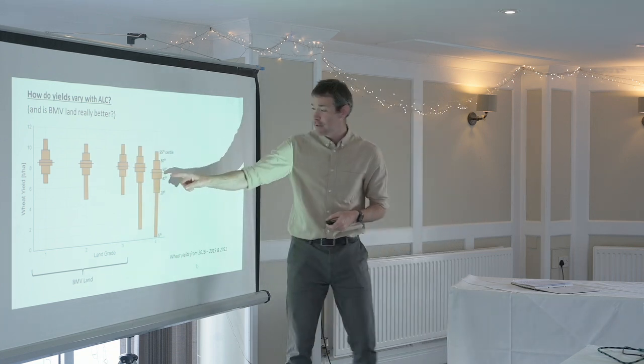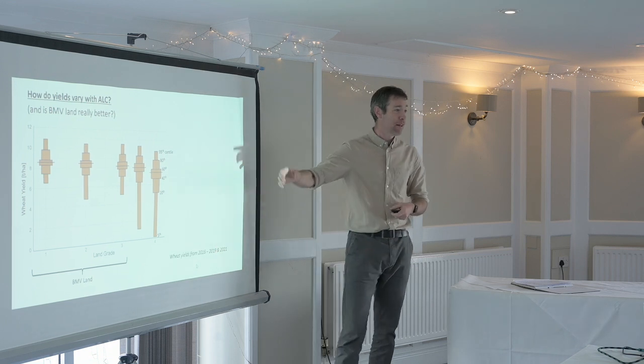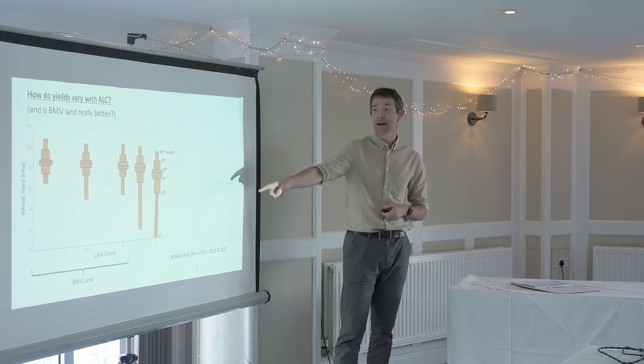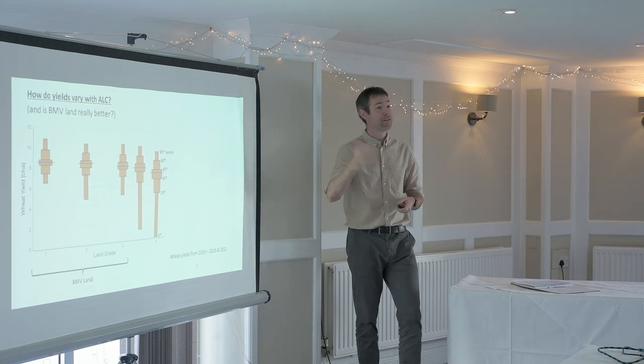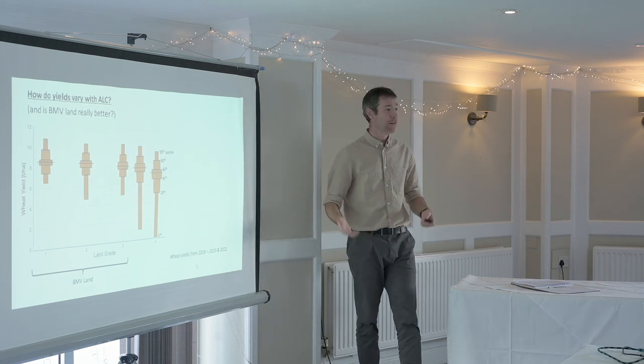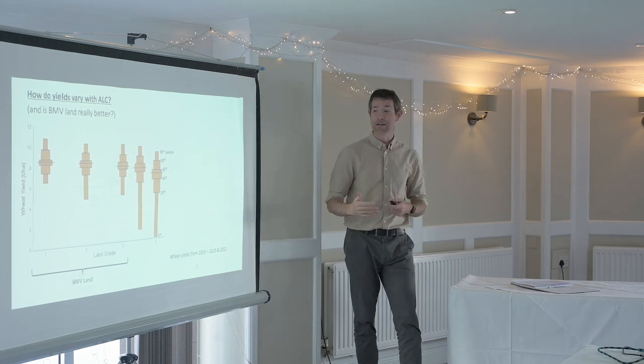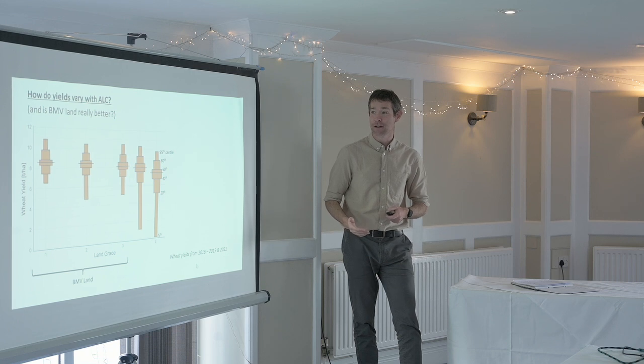You can see the big difference is in the really poor yield. So if you're going to get bad yields, it's going to be really bad on grade 4. But if we go above the median, actually it's all fairly stable. So in terms of this staple production at the moment, there's not really a big difference in the amount of food that we're producing across these different land grades.